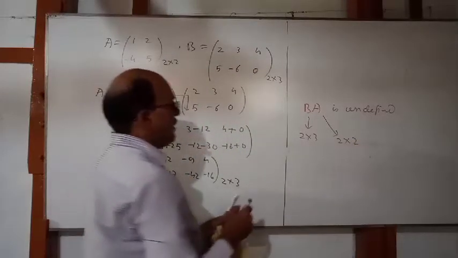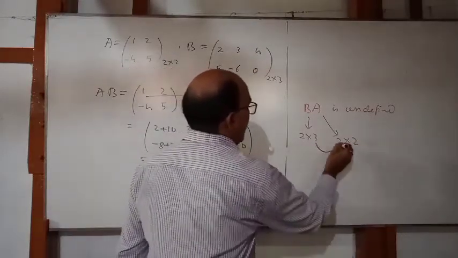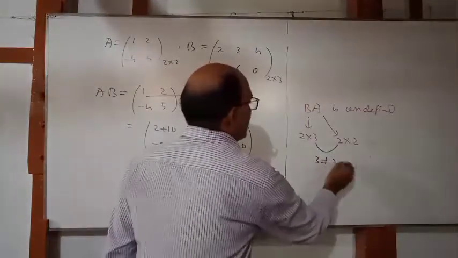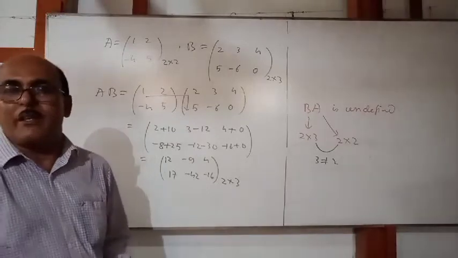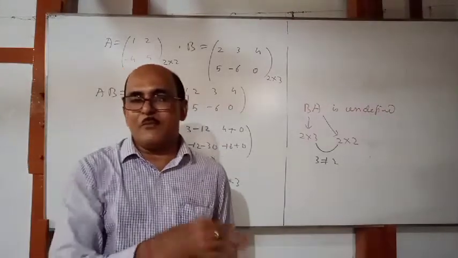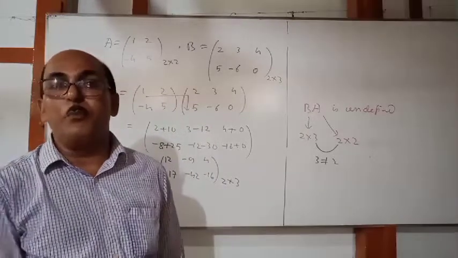So see, the number of columns of B is 3 and the number of rows of A is 2. So 3 is not equal to 2. Therefore BA cannot be obtained. So A and B are conformable for the product AB, but these matrices are not conformable for the product BA.